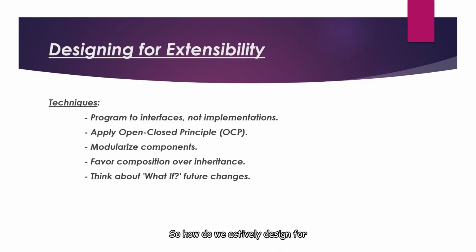So how do we actively design for extensibility? First, always program to interfaces, not to concrete implementations. This decouples your code and allows you to swap or extend behavior easily. Second, apply the open-closed principle. Your code should be open for extension but closed for modification. Third, modularize. Break your systems into smaller, well-defined components that can evolve independently. And finally, whenever possible, prefer composition over inheritance, because composing behaviors dynamically often offers greater flexibility than rigid class hierarchies.